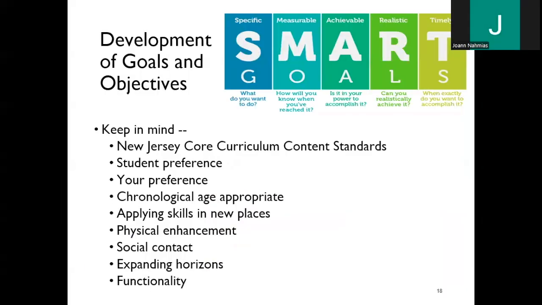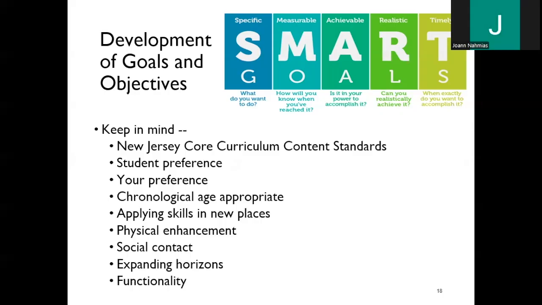When developing IEP goals and objectives, it is important to really think about what will be meaningful and relevant for the student. Here are some key things to keep in mind. They should align with New Jersey core curriculum content standards. Goals should support access to grade level learning whenever possible. They should consider the student's preferences and interests. What motivates the student? What do they want to learn?